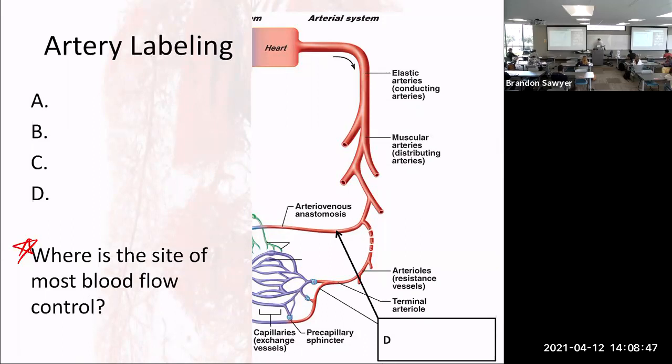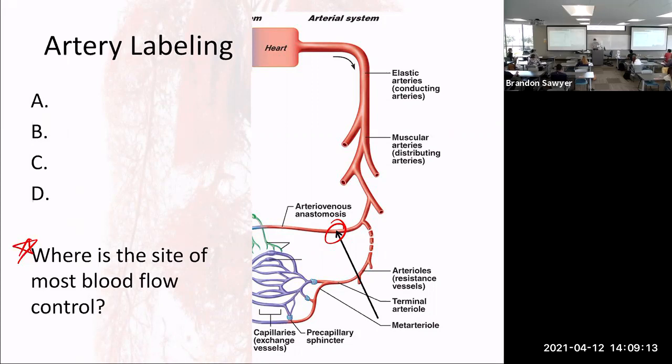And then we've got another way to go, what's known as a metarteriole, which leads right into that arteriovenous anastomosis. So it's the same idea as that arteriovenous anastomosis, that shunt, where it skips the capillaries. Another name for that is the metarteriole.